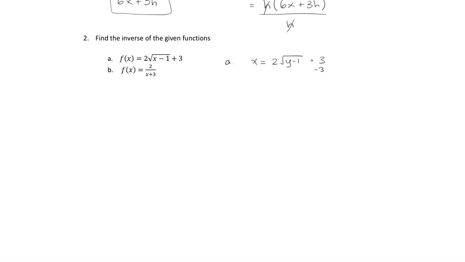Subtract 3, then divide by 2, now we can square both sides. And last step here would be to add 1. So we would end up with the inverse function as this quantity squared with a plus 1 on the outside.